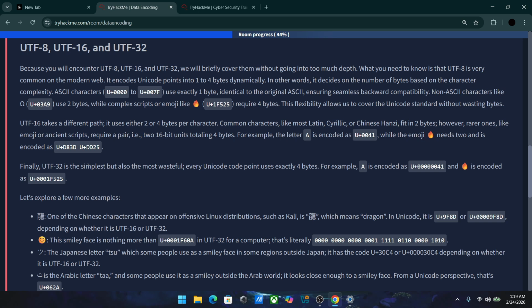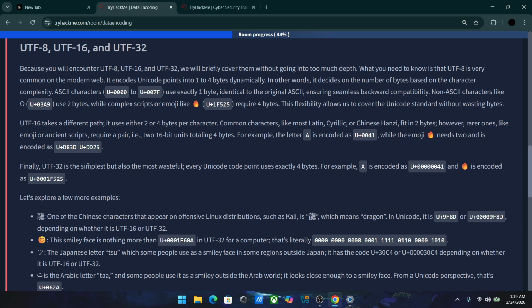UTF-16 takes a different path. It uses either 2 or 4 bytes per character. Common characters like most Latin, Cyrillic or Chinese kanji fit in 2 bytes. However, rare ones like emoji or ancient scripts require a pair of 16-bit units totaling 4 bytes. For example, the letter A is encoded as U+0041, while the fire emoji needs 2 units and is encoded as U+D83D U+DD25.